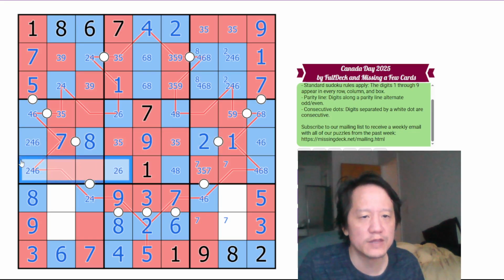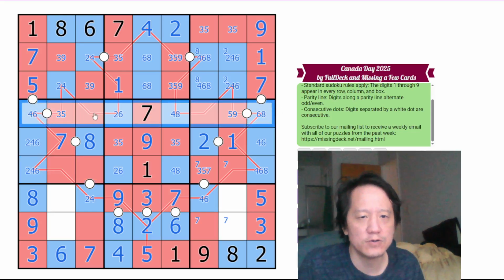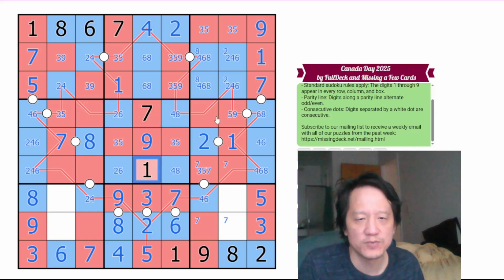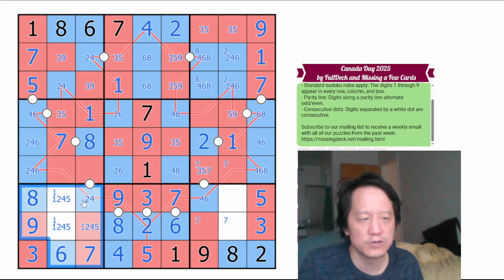Where is the 1 then in row 4? It can only be here because it can't be here because of the 1 in the box. Can't be here because of the 1 in the box. Can't be here because of the Kropke dots. So this is 1 here. That eliminates 1 here, so 1 has to be one of these. We have 1, 2, 4, 5 remaining in this lower left-hand box.